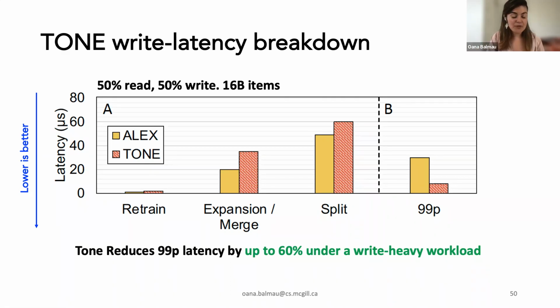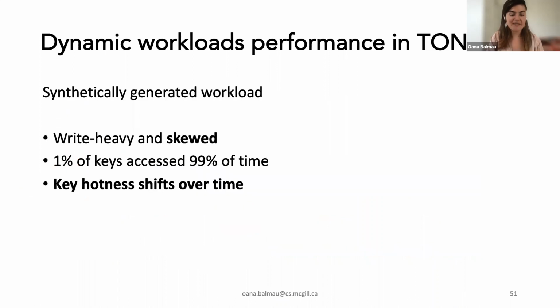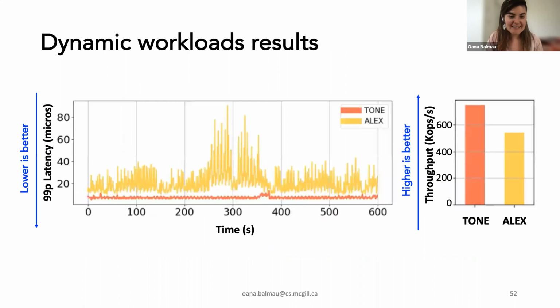So we wanted to see what happens if things are pushed a bit more. This is why we synthetically generated a workload where the workload was write-heavy, skewed, and the skew would evolve over time. So you can imagine the first n items are hot for the first x seconds, and then the skew moves towards the next n items. And here is where we saw that Tone really shines.